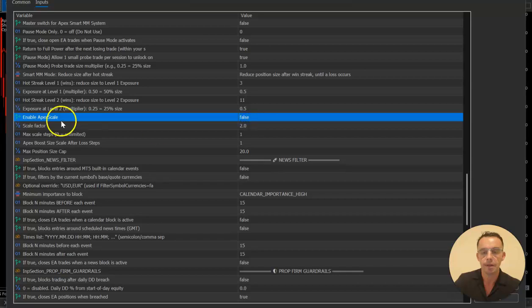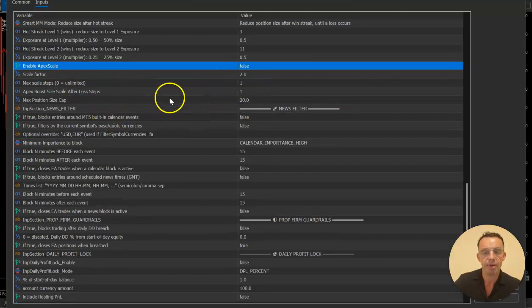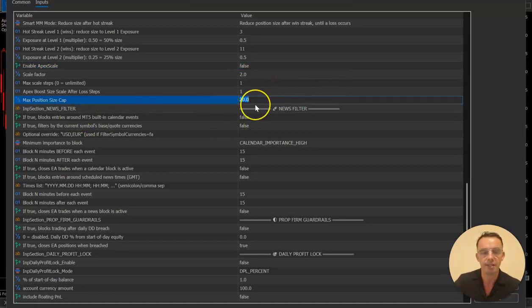Now, for more experienced users, we have Apex Scale and Apex Boost. What this does is after the loss occurs, you can have Apex Scale double your original lot size to say 0.2, and we do this for one step. And then we have Apex Boost, where it will take 2 trades at the higher size. So say the scale step was 0.2, it will then take 2 trades in a row at 0.2. We always want to make sure our max lot size is capped, so that will be at 0.2.